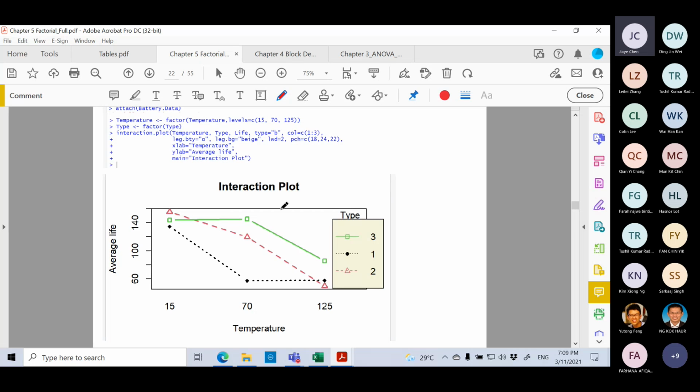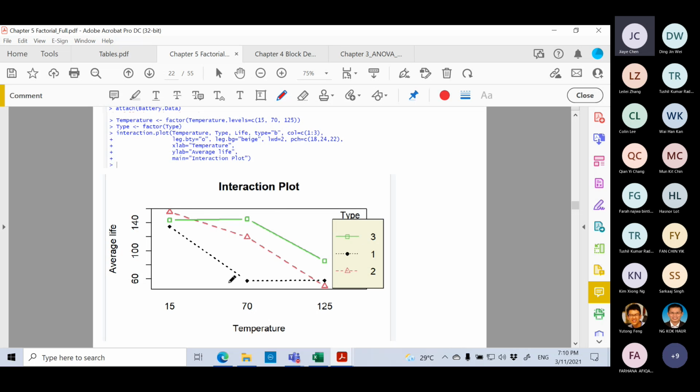Okay, so if I plot the plot here, as you observe, this one is the degree for the 50, 70, and 125, and then this one is the average life here. The different colors represent the different types. Okay, so as you observe here, there is a crossing. Therefore, you can see that the interaction is significant. Then with only two factors, we can illustrate using the graphical way to represent our results here.